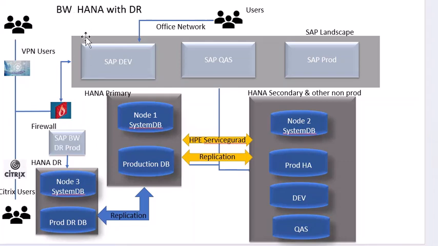The same thing applies for BW/4HANA. The same proposals: you see that we are additionally adding DR here, and for PO also the same thing. We are adding another node for PO.